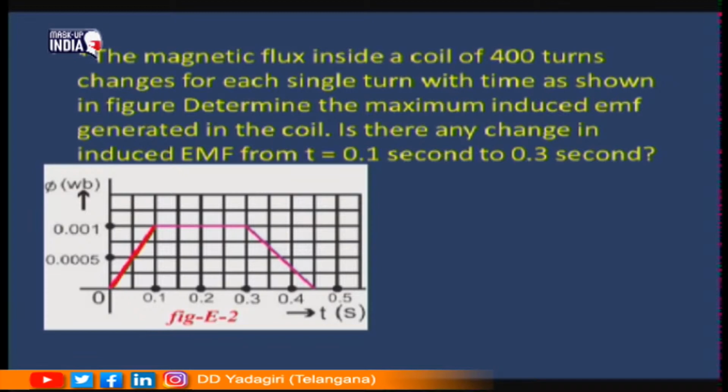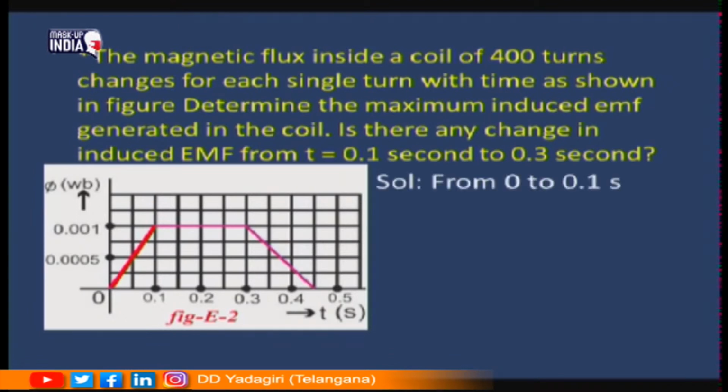Here the maximum EMF is induced from 0 to 0.1 seconds. This is because the time duration is less in this case, whereas from 0.3 to 0.45 the time duration is more for the same change in EMF.